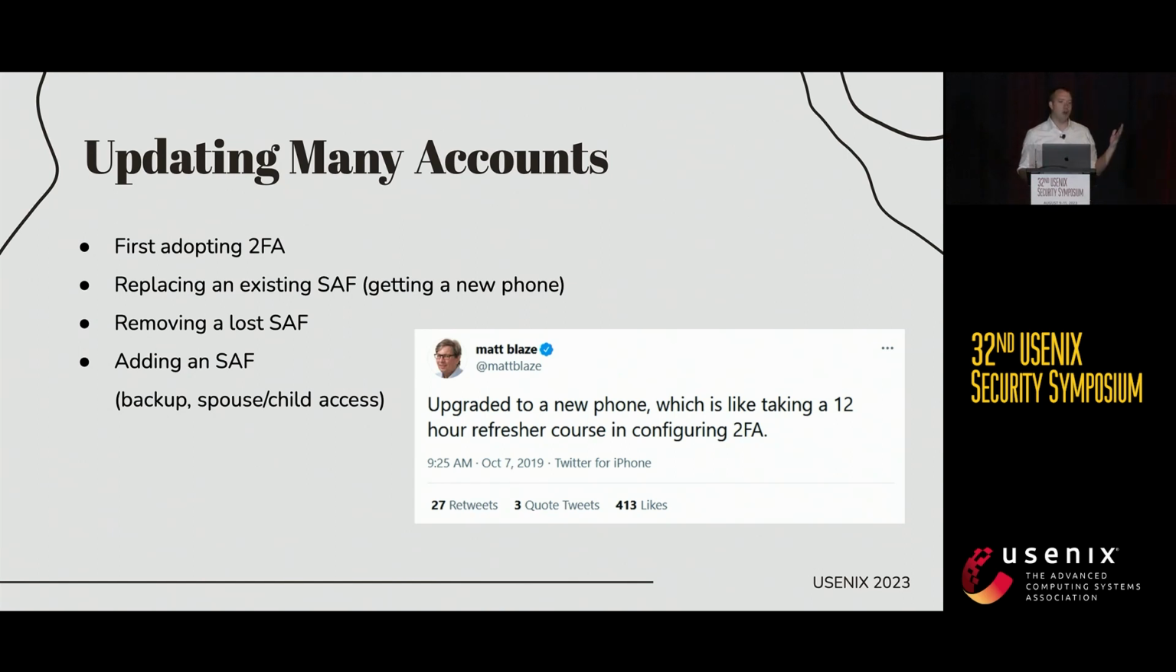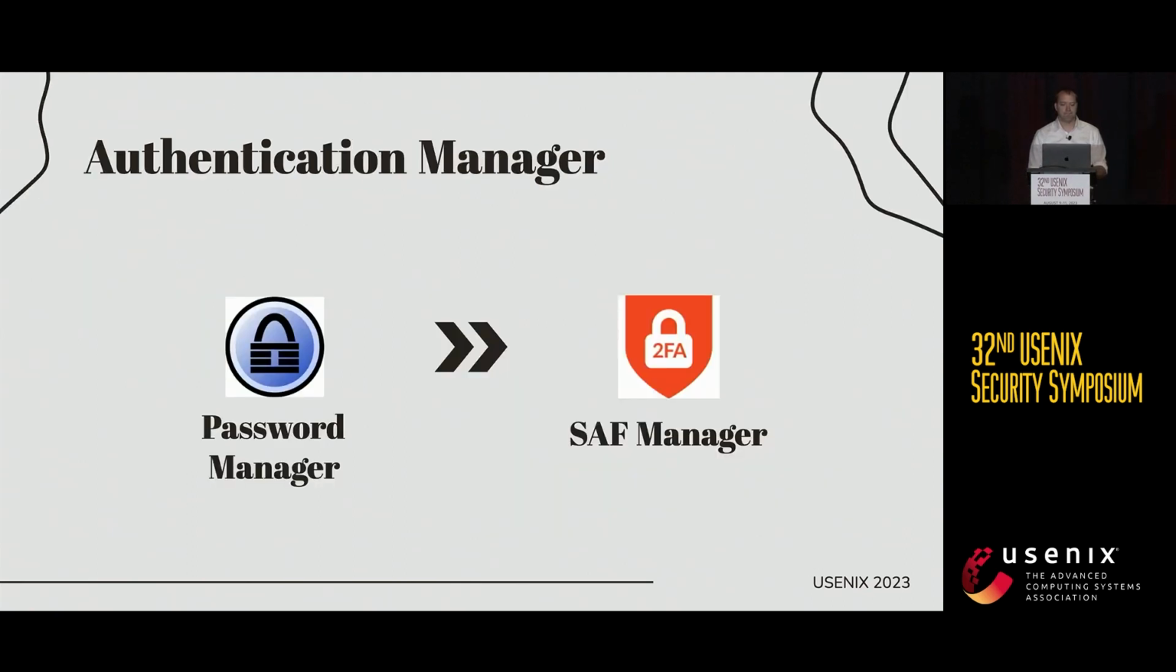This process of updating multiple accounts at a time may occur when users first choose to adopt 2FA, when they replace an existing SAF, such as getting a new phone or upgrading to a new, more secure SAF, such as a YubiKey, when removing a lost SAF, or adding an additional SAF as a backup SAF, or to grant others, such as family members, access to their account.